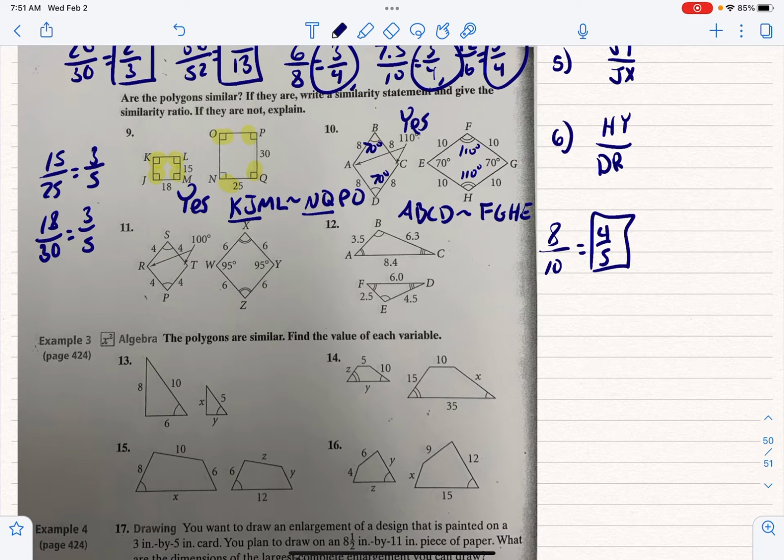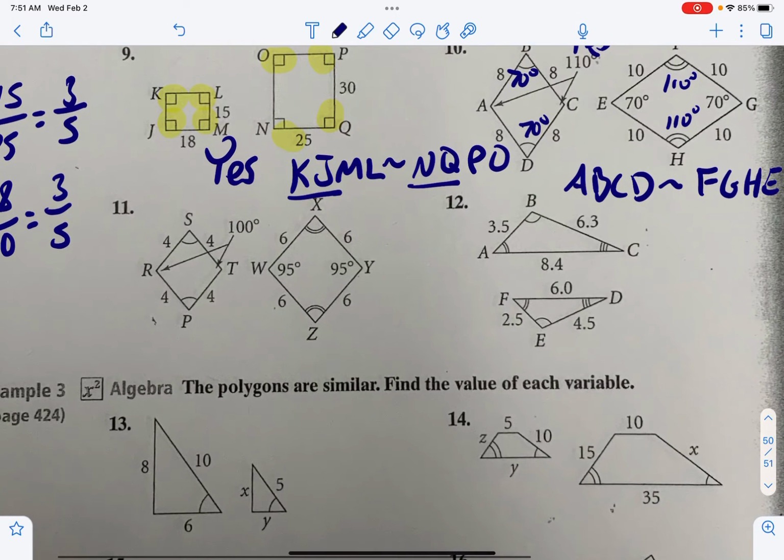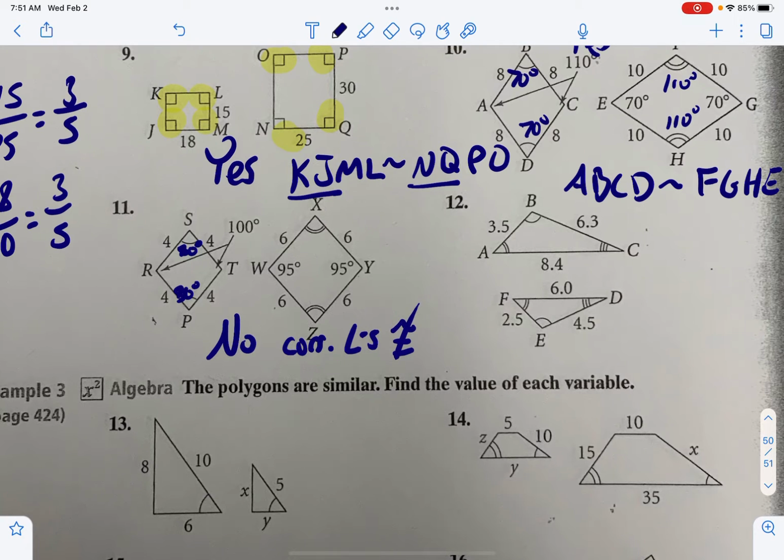Again, these are each a rhombus. However, these say 100 degrees, which would leave 80 for this one and 80 for this one. And so then we have 100 and we have 80. So those angles clearly don't match. So the answer is no, because the corresponding angles are not congruent.